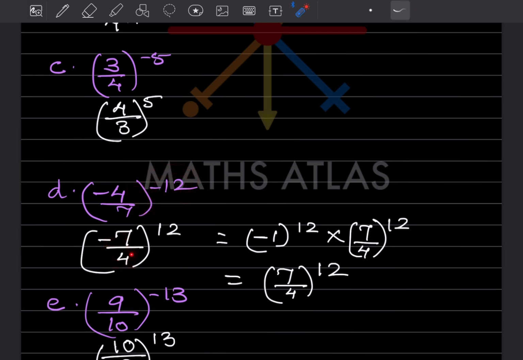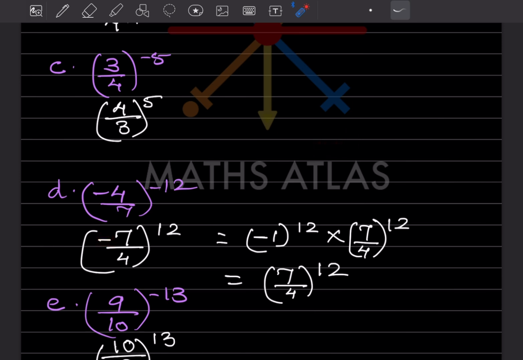But now see here, this is 12. So 12 is an even number. So whatever the number is, suppose I'm writing 1 raised to 12. That is going to be 1. Now this is a negative sign, and this is an even number. So what will I do? For this negative sign, whenever there is a minus, that is going to be minus 1.